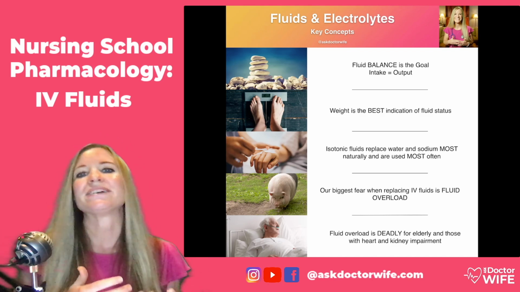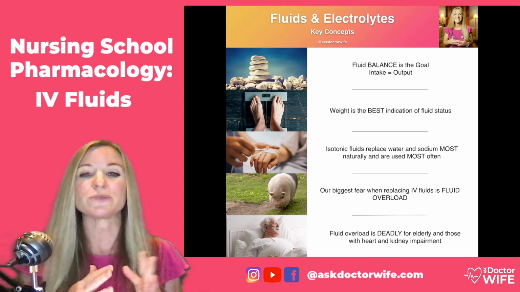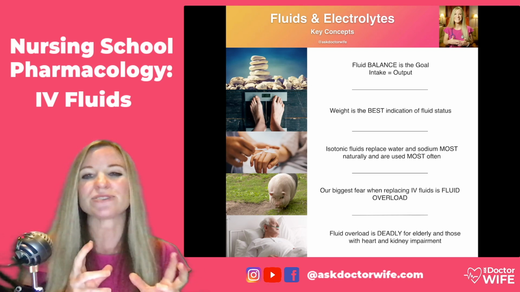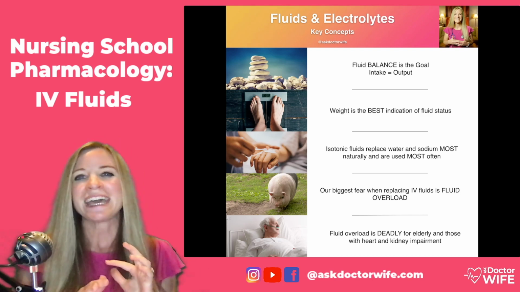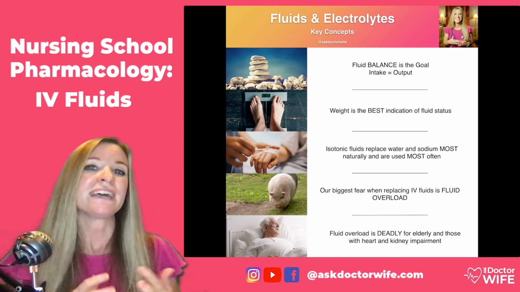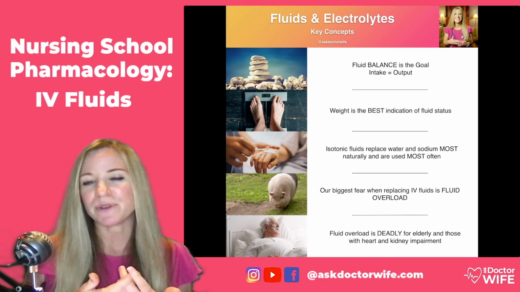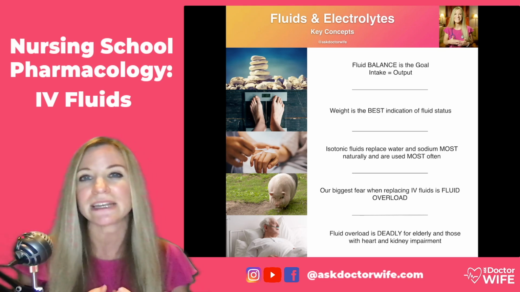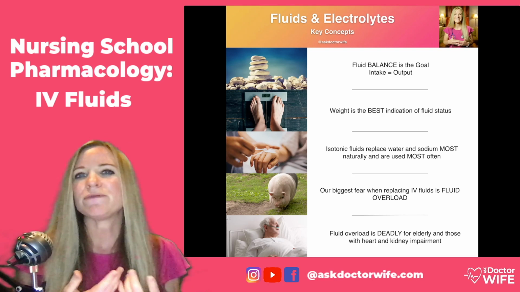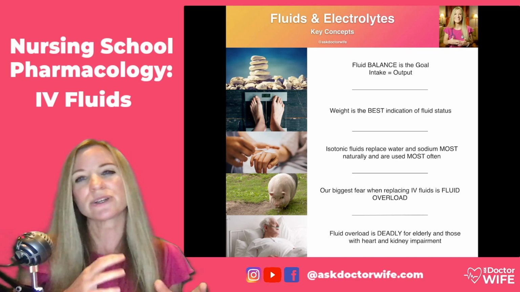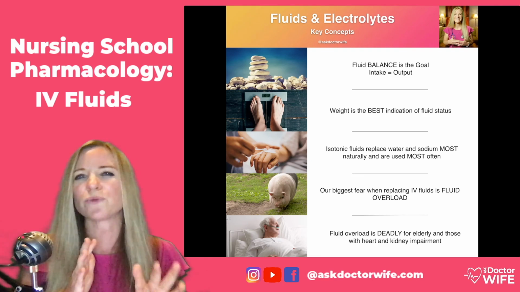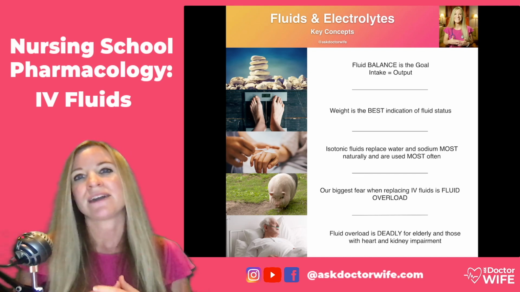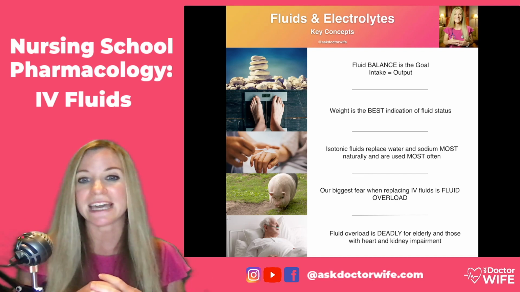The other thing I want to point out is that isotonic fluids replace water and salt at the same rate. And so the isotonic fluids are the most natural to the body. So, of all the different IV fluids we give, this is the most common type of IV fluid, isotonic fluids. Examples would be like 0.9% normal saline or lactated ringers. Those would be very common isotonic fluids. And those are going to be the same tonicity, the same salt and water ratio as what is naturally occurring in the body. So that's kind of our go to IV type of fluid that we like to give.